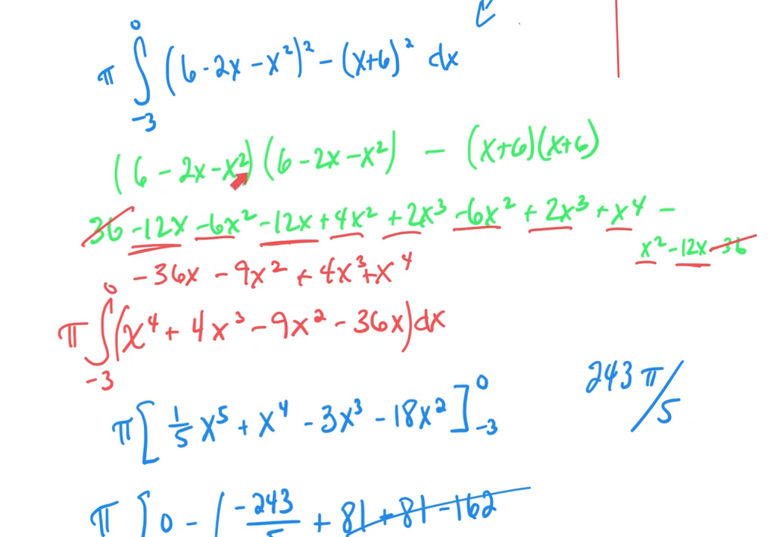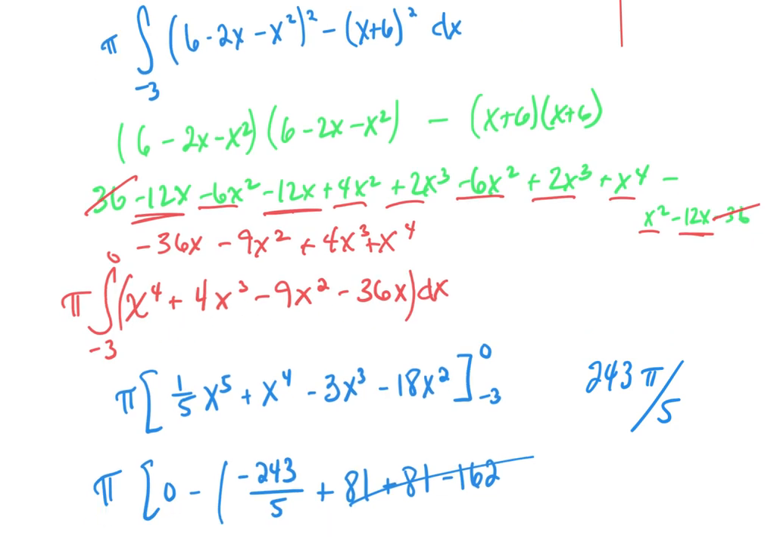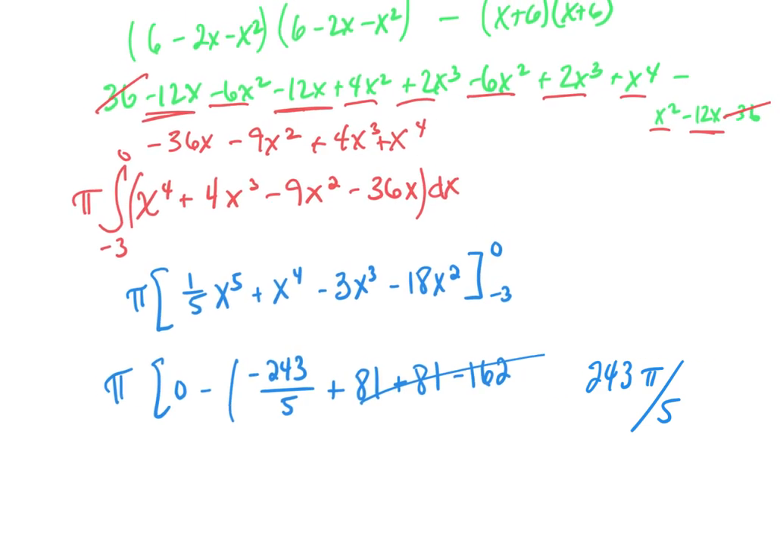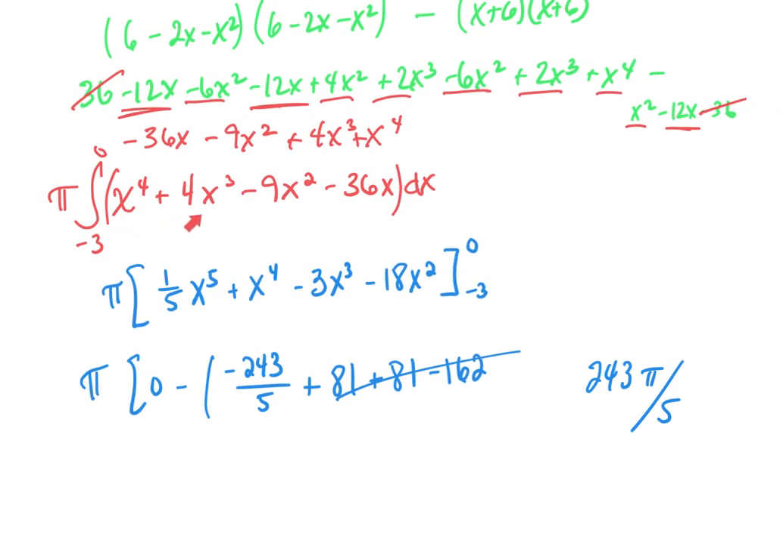At this point, once you have FOILed out your functions and combined your like terms, you're ready to do the antiderivative. And so we're going to take the antiderivative then of this line right here, x to the fourth, 4x cubed, negative 9x squared, and negative 36x. So taking that antiderivative, you will get this 1 fifth x to the fifth plus x to the fourth minus 3x cubed minus 18x squared. And we are taking that from negative 3 to 0.